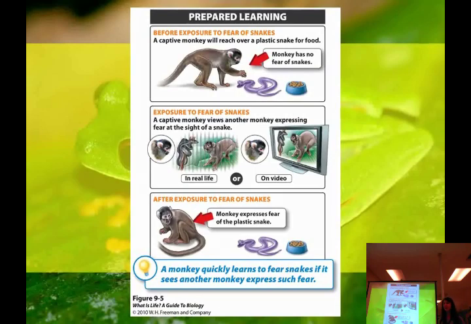Because if you think about what would happen in the wild, being afraid of snakes is helpful for a species to be able to survive. Because if you're surrounded by tropical venomous snakes that want to eat you or that would poison you, then being afraid of snakes is something that helps you to survive.